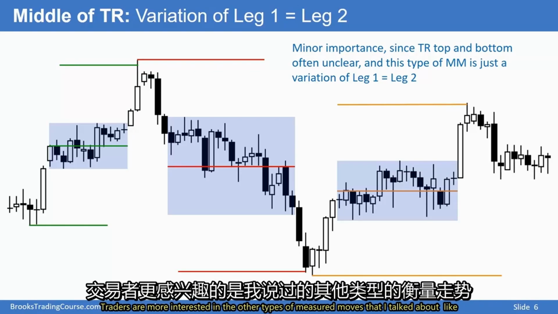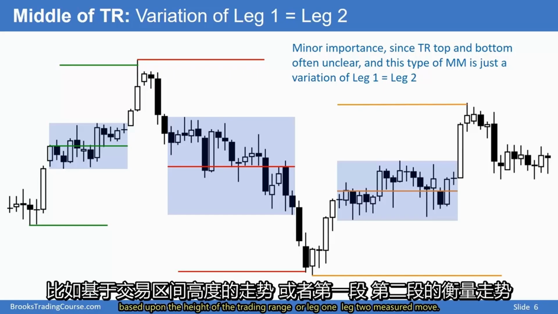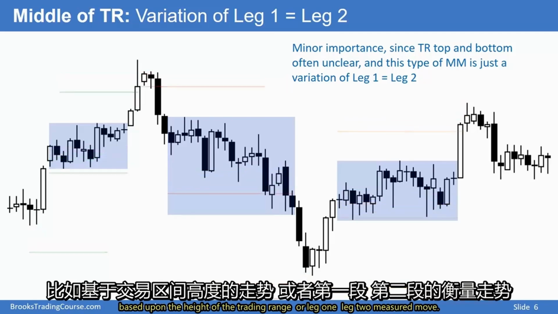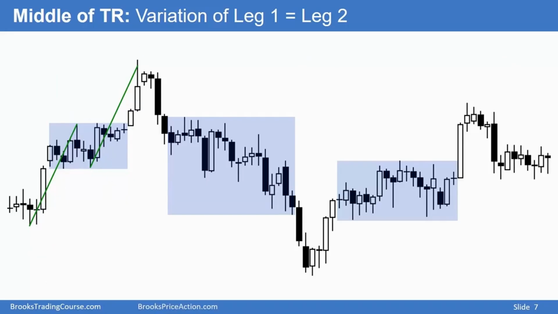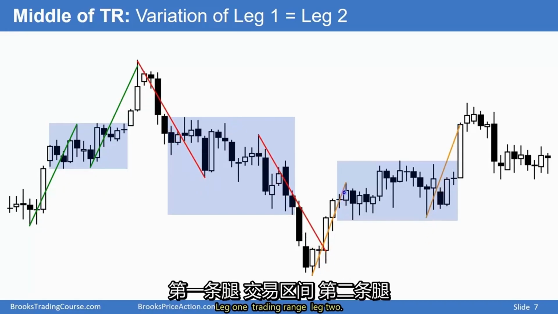Traders are more interested in the other types of measured moves that I talked about, like based upon the height of the trading range or leg 1, leg 2 measured move. Leg 1, pull back, leg 2. Leg 1, pull back, leg 2. Leg 1, trading range, leg 2.